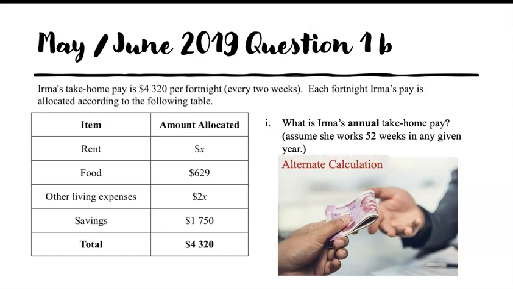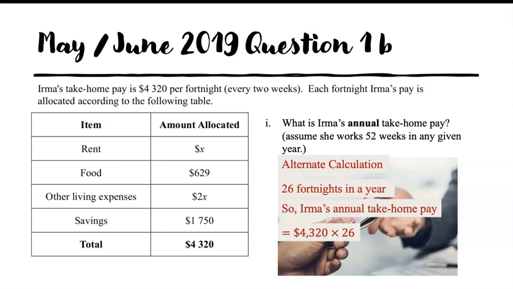Another approach is to know that there are 26 fortnights in a year. How do we know this? A fortnight is every 2 weeks, so divide the 52 weeks by 2. Since a year is 52 weeks, and each 2 weeks is a fortnight, we share up the year into 2-week periods by dividing by 2, and we get 26. If we know there are 26 fortnights in a year, we can simply multiply the fortnightly pay by 26 to get the annual take-home pay. And we get the same answer, $112,320. So that's part 1.